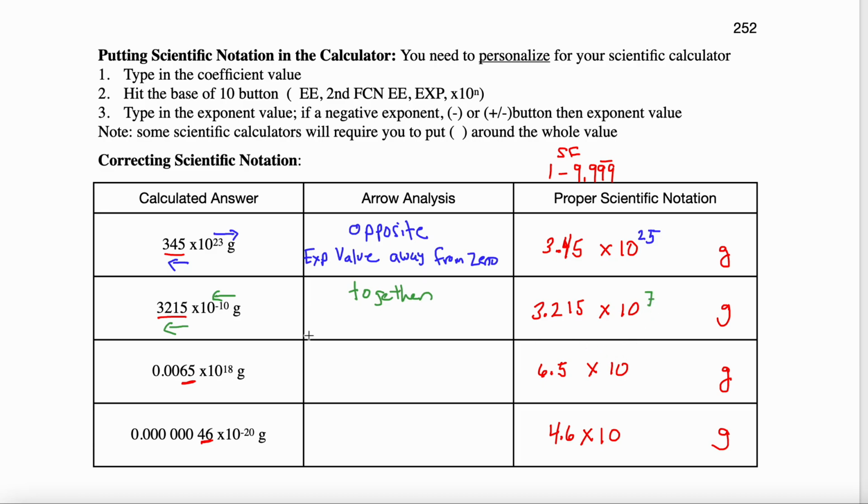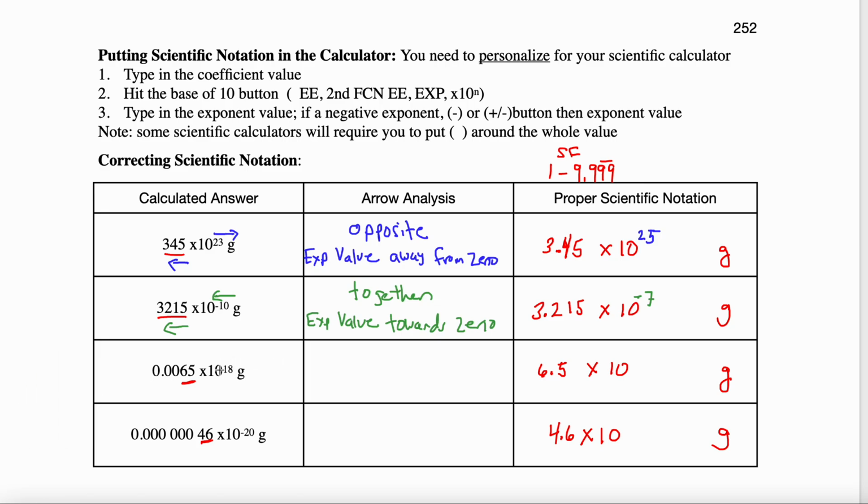So that's supposed to be a little 7. And I want those 7 moves to continue to the left, so I have to make my exponent negative. So when your arrows move in the same direction, they move together, then the exponent value moves towards 0. So 7 is closer to 0 than 10 is. Take a look at the next example.